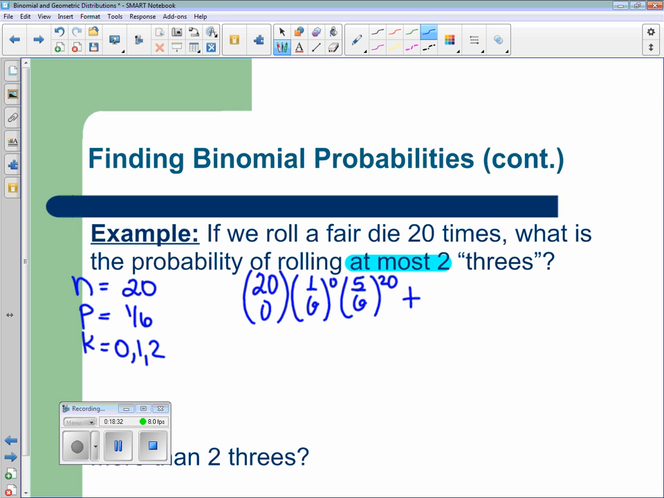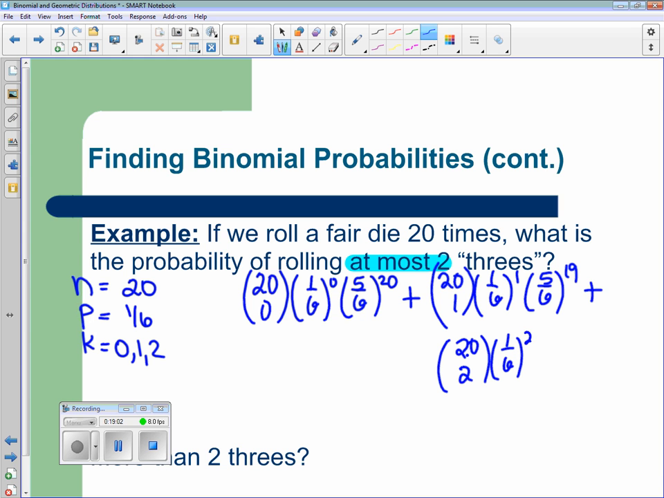What if I said we're going to roll it 20 times and I want to know the probability of at least 19? Well, we'd be adding up a lot of junk, right? There is a shortcut, I promise you. We'll get there. So at this time, I'm going to have 20 choose 1 also. And then we have 1/6 to the 1. We just did this one, didn't we? All right, and then the last case is 20 choose 2, 1/6 squared times 5/6 to the 18th. And we'll add those together.